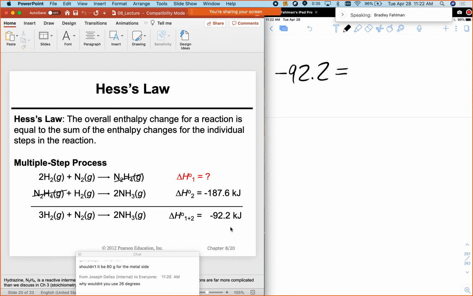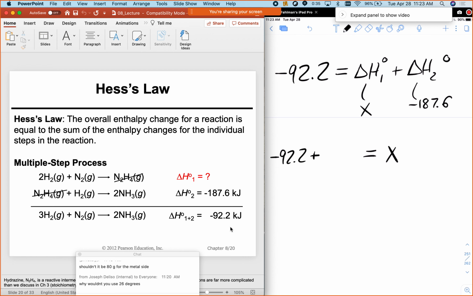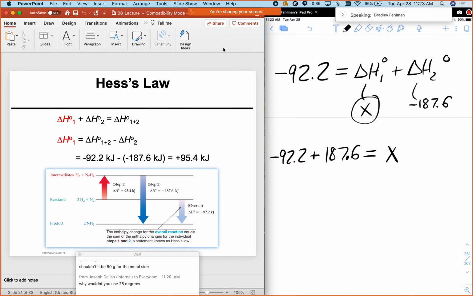The way to do that would be you just take your total, so minus 92.2 is equal to essentially delta H1 plus delta H2. And if we know this one, minus 187.6, we don't know that, so we'll just say that that's X, right? Then we can say that X is equal to minus 92.2 plus 187.6. So you're just really solving for X here. And so that will be 95.4 kilojoules.